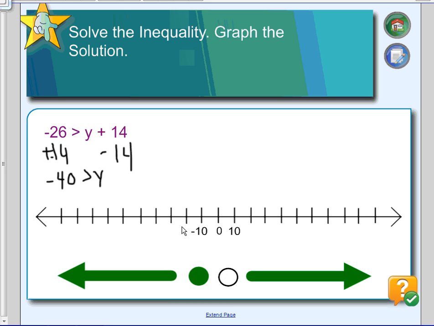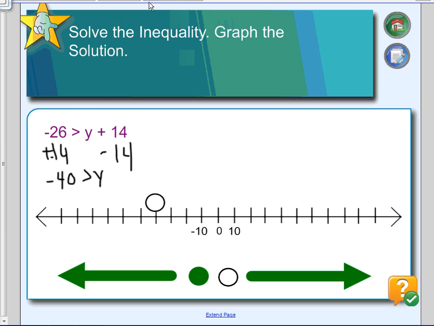We're going to go to negative 40, so my number line is by 10: negative 10, negative 20, negative 30, negative 40. It is an open circle because there's no equal to. Now we're talking about all the numbers that are less than negative 40.